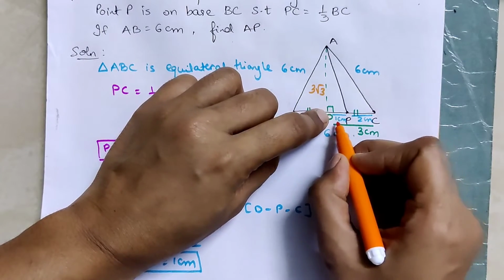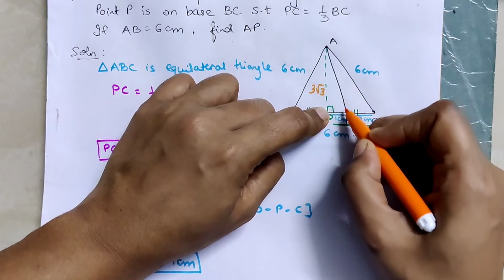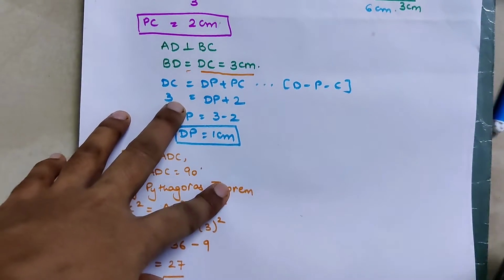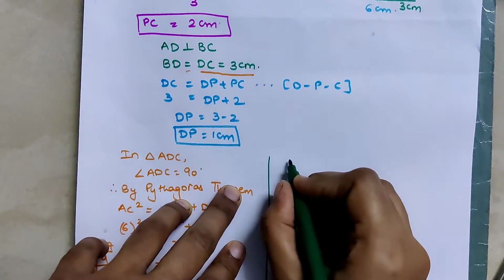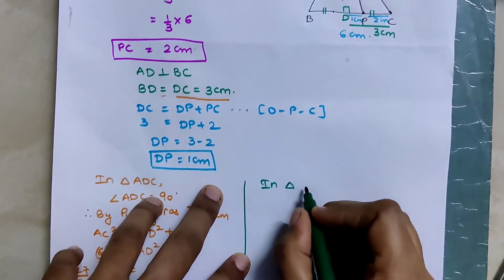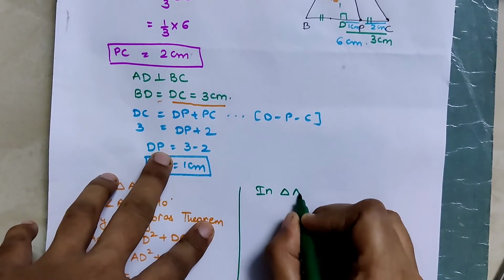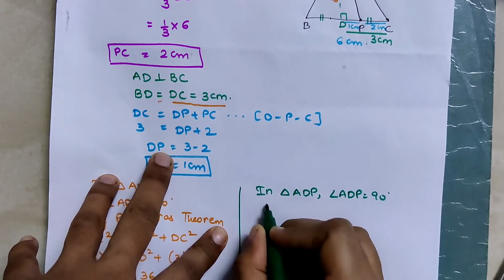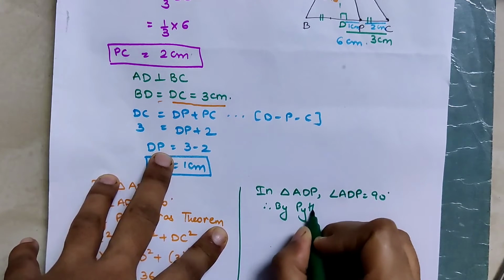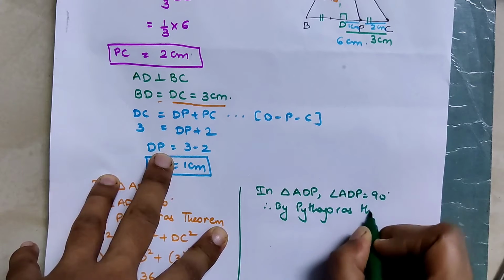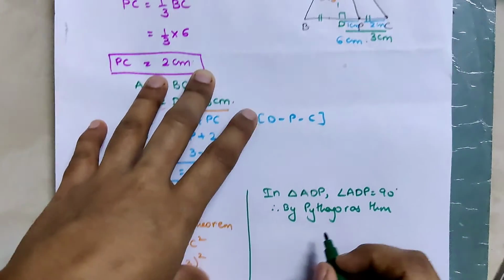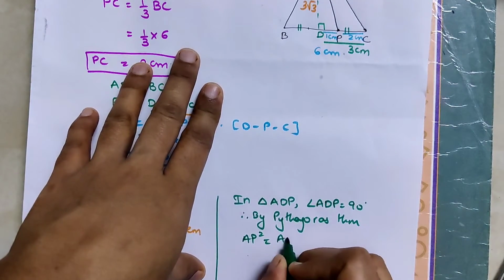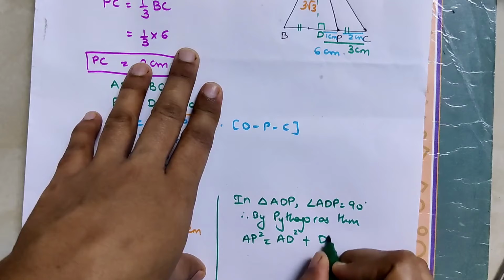We have DP 1 centimeter, and now we have to find this AP. So again we are going to use Pythagoras theorem in this, right? अभी तो समझ में आया होगा. So after this हम लोग वापस पाइथागोरस थ्योरम अप्लाई करेंगे. कौन से ट्राइंगल के लिए? ट्राइंगल ADP. So in triangle ADP, angle ADP is 90 degree. Therefore by Pythagoras theorem, AP square, because it will become the hypotenuse, is equal to AD square plus DP square.